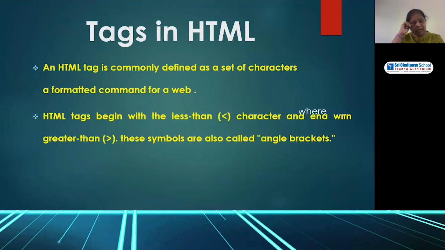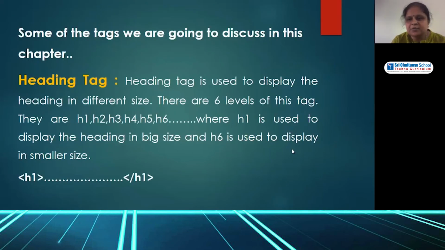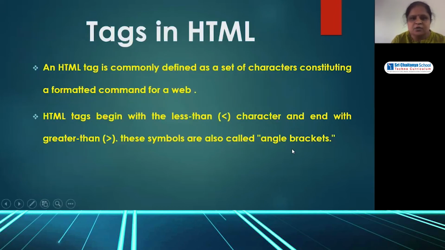Now let us learn some HTML tags. So what are these HTML tags? The tags which give the description to the web page, right? HTML tag is commonly defined as a set of characters consisting of formatted commands for the web page. These HTML tags, already I told you, will begin with the less than symbol and will close with the greater than symbol, and we call them angular brackets.